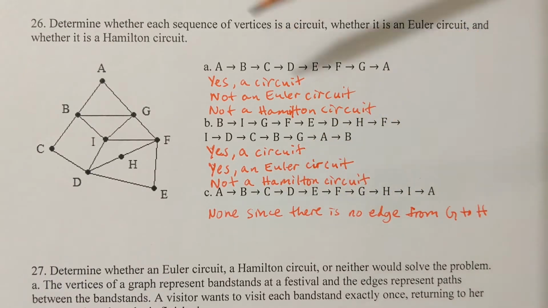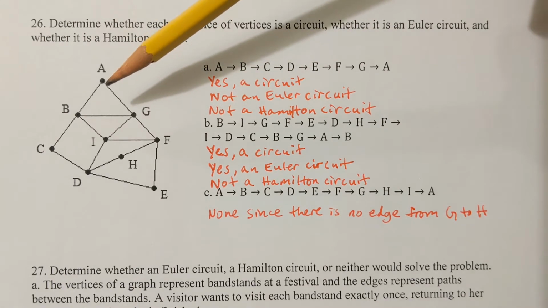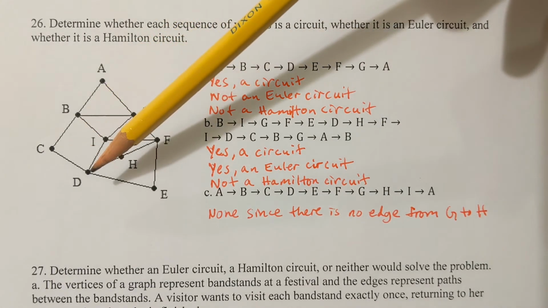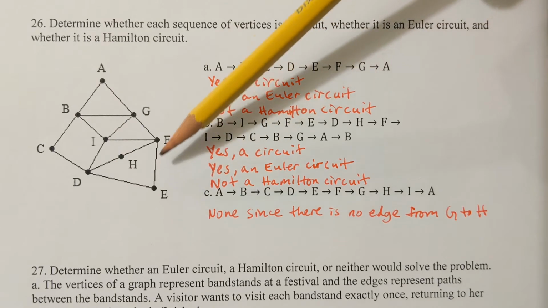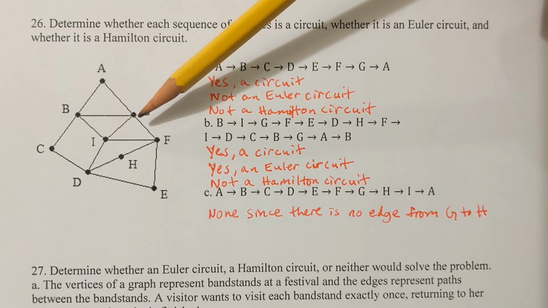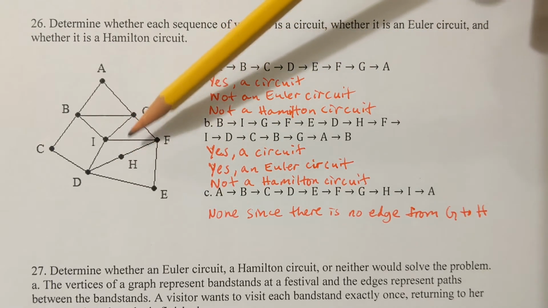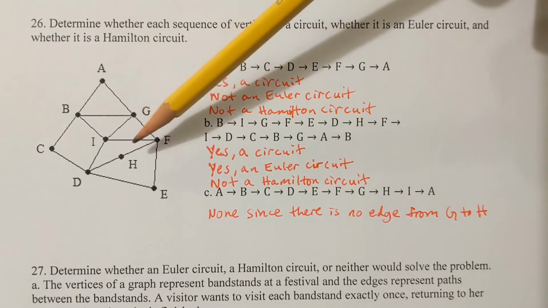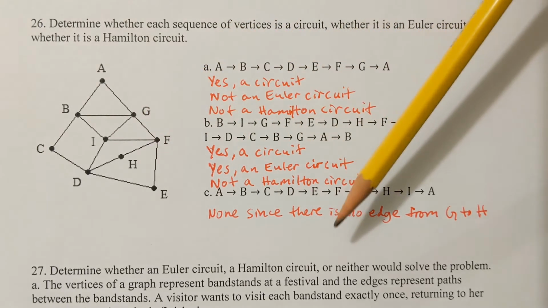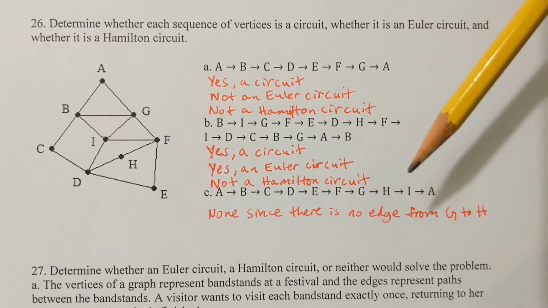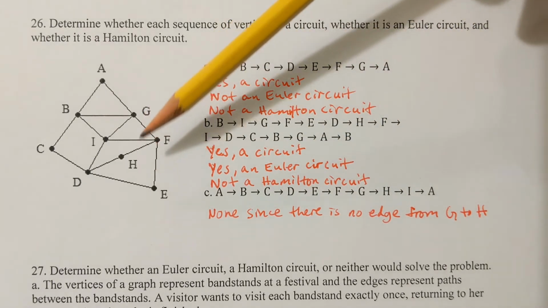How about part C? A to B to C to D to E to F to G to H. Well, G and H don't join, right? So no, there would be no circuit at all since G and H don't join.